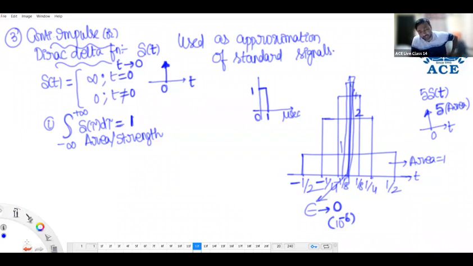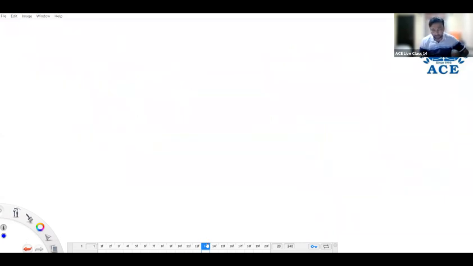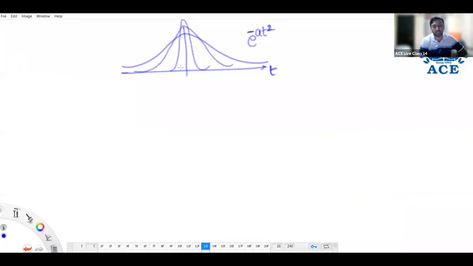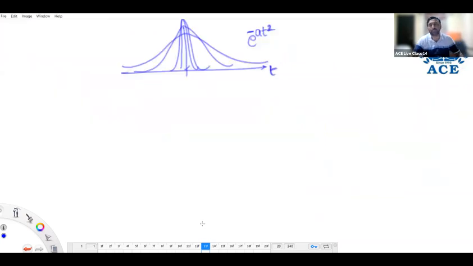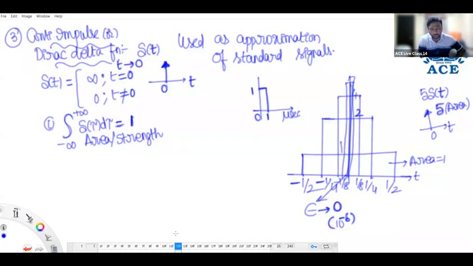It need not be a rectangle, sir. Suppose we have taken a bell-shaped curve. Everyone knows it is a Gaussian function, e to the power minus a t square in general form. Again, compress the time axis. For a negligible time, the graph approaches impulse shape. There are so many standard signals that can be approximated to impulse shape. That is the reason the statement is used: approximation of standard signals.